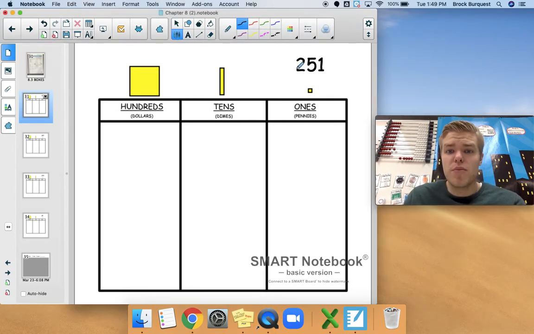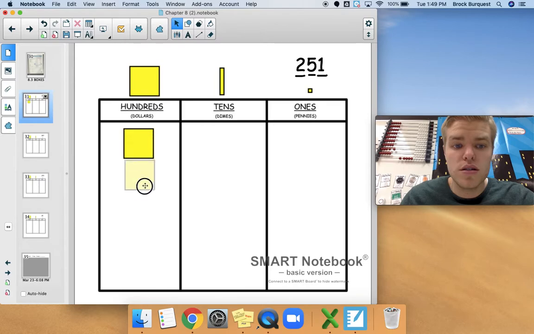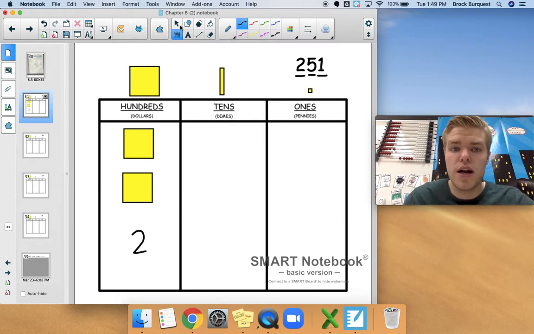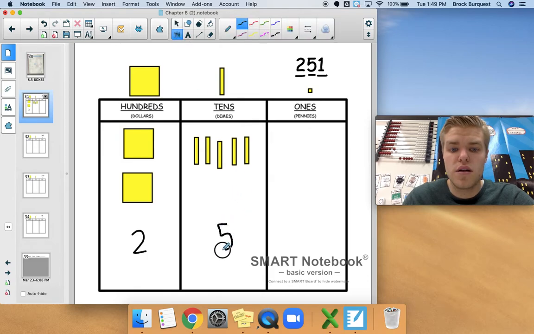So each of these numbers over here has a place value. The number 1 is for our ones. The number 5 in the middle is for our tens, and our number 2 is for our hundreds. So to make 251, I would start by dragging 1, 2, write my number 2. Then I am going to drag 1, 2, 3, 4, 5. Write my number 5. And then I'm going to drag 1. And I'll write my 1.